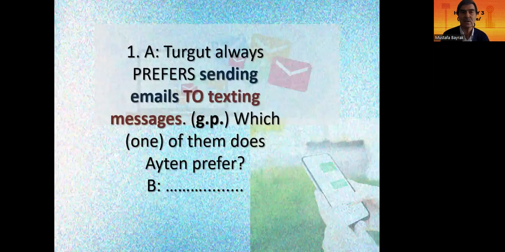Okay. Now, dialogue 1. Turgut always prefers sending emails to texting messages. GP, general preference, not specific, okay? This is the habit of Turgut. Which one of them does Ayten prefer? Ayten Hanım prefers texting to emailing. Okay, or sending email.